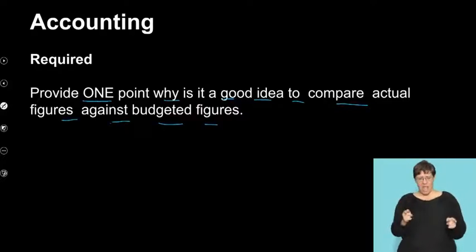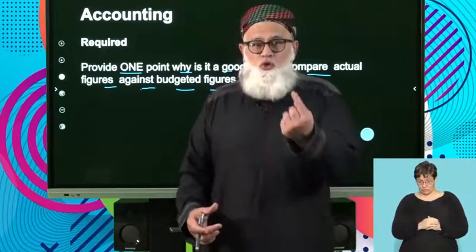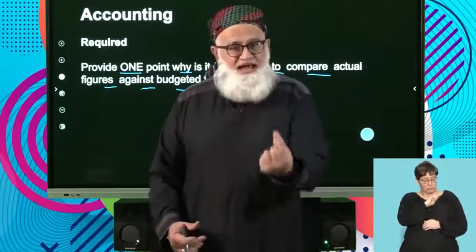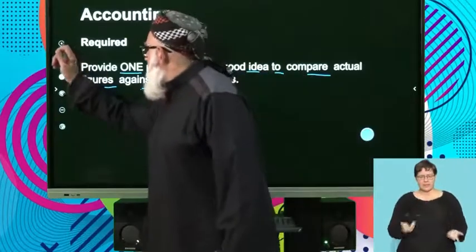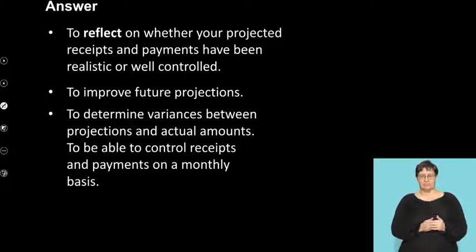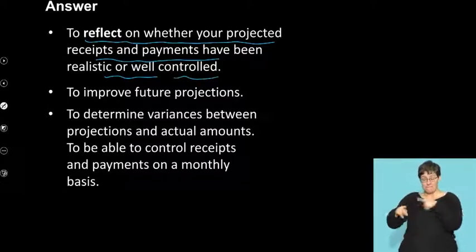Now remember, we're dealing with a question on budgets, which falls within the ambit of paper 2. The question says, why must you compare actual figures with the budgeted figures? Here goes. 1, to reflect on whether your projected receipts and payments have been realistic or well controlled.